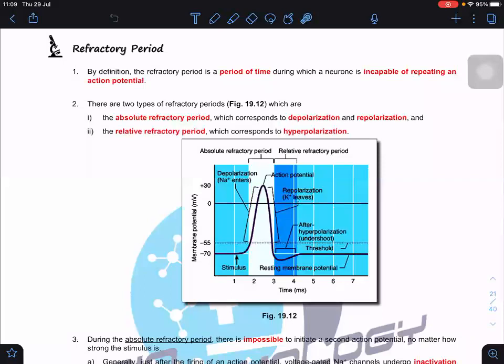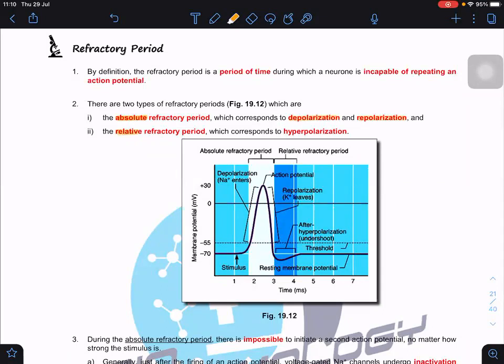the action potential. So we have two types of refractory period. One is absolute refractory period, another one is relative refractory period. So absolute refractory period actually refers to the depolarization and repolarization phase. Are you clear? Okay, I will explain to you guys why during depolarization and repolarization it belongs to this absolute refractory period, where no matter how you want to generate action potential, it is impossible at all, totally impossible for us to generate any action potential.